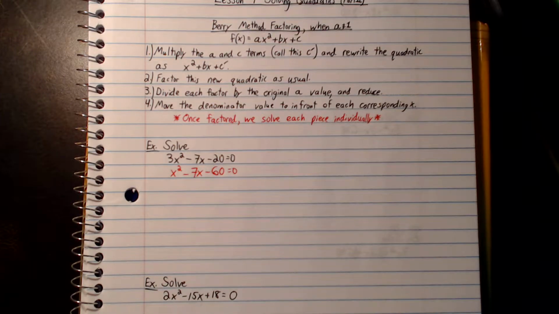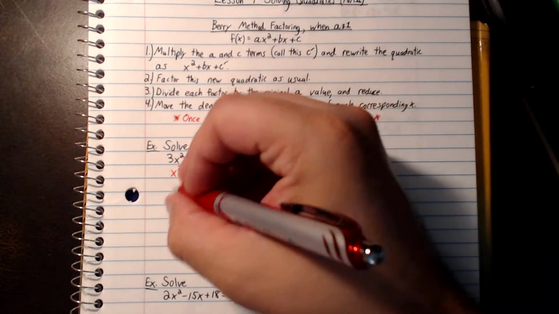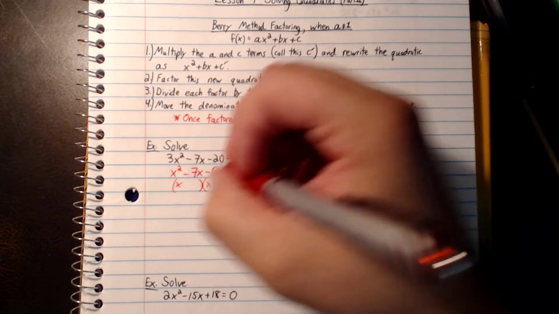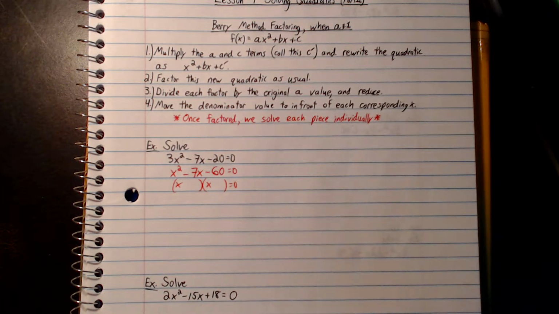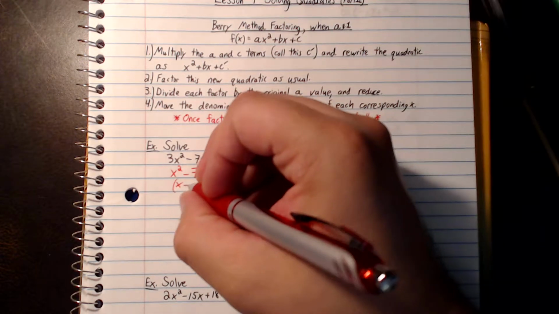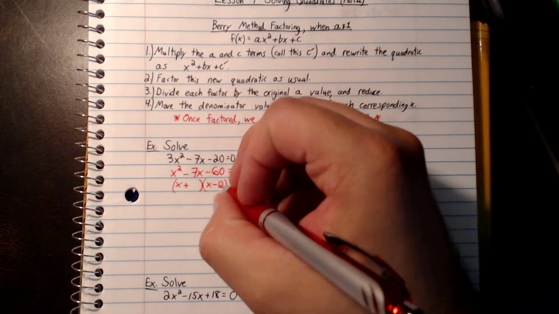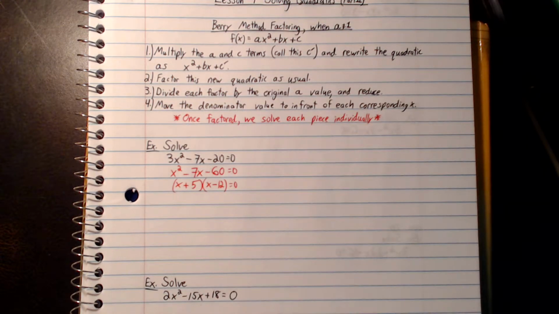Now, step 2 tells us to factor this quadratic. Alright, so I need two numbers that multiply to negative 60 and add to negative 7. Well, one of them has to be positive and one negative. The larger will be negative. How about 12 and 5?